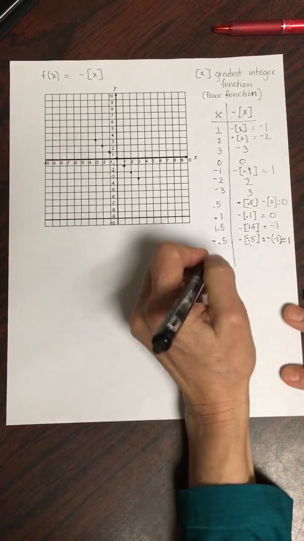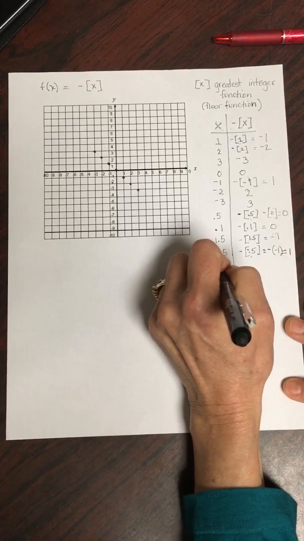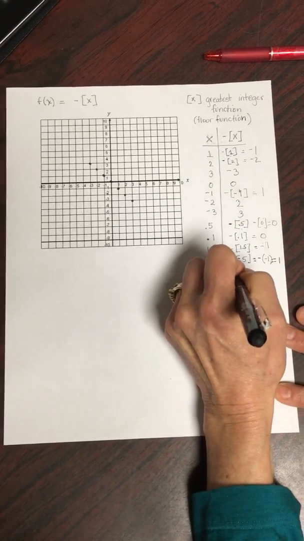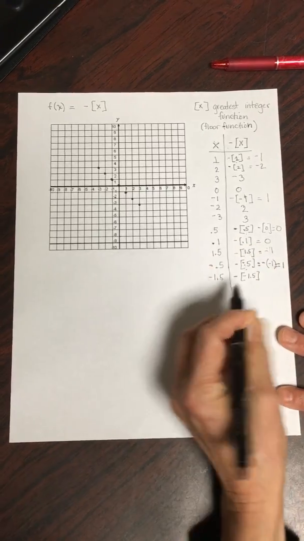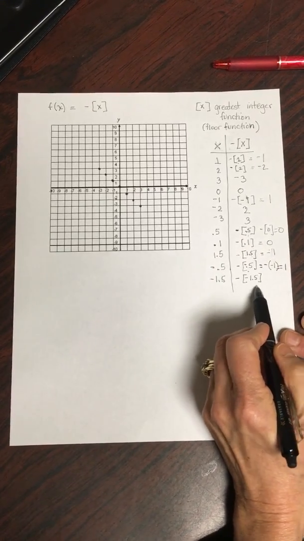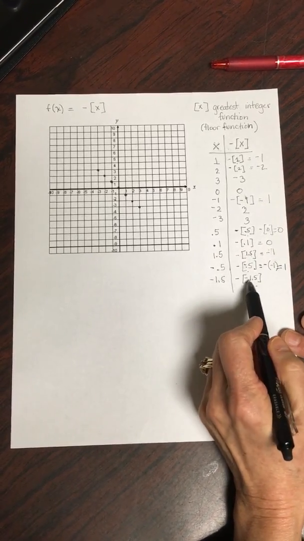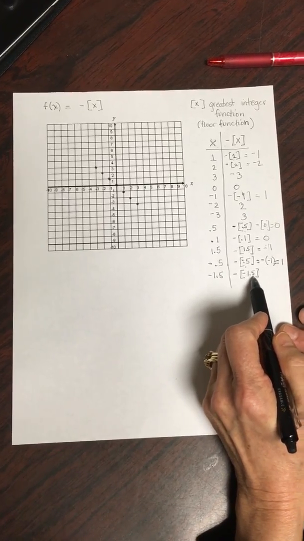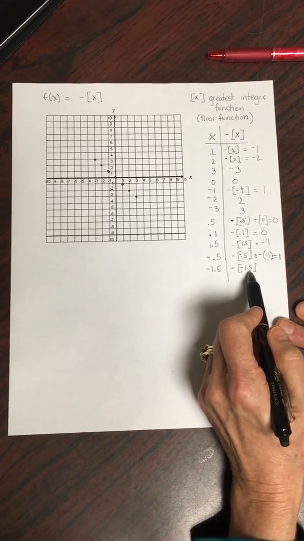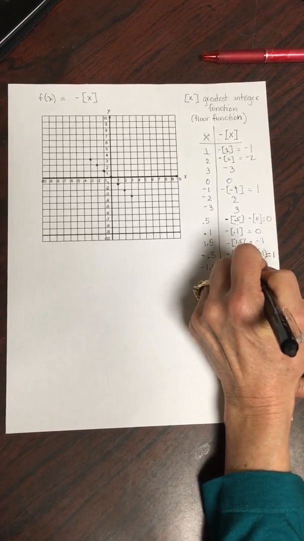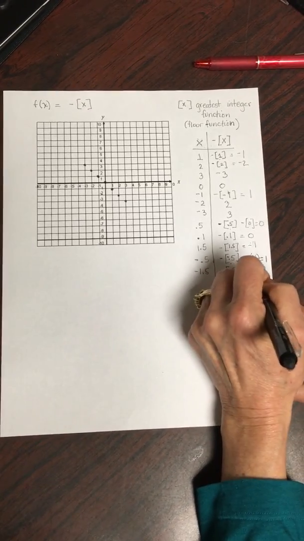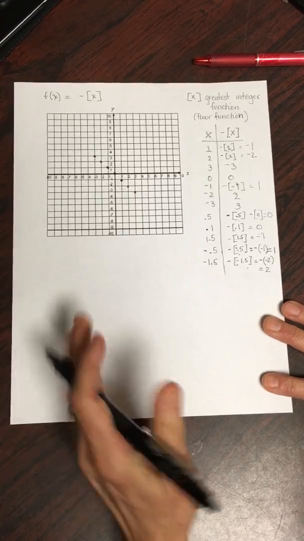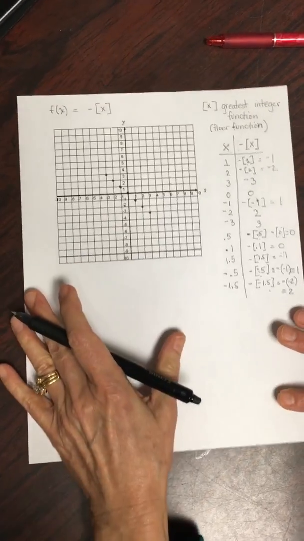Then we're going to try -1.5, and you've got the negative. When you want the greatest integer of -1.5, that is going to be the integer that is closest to it but doesn't exceed it. So that's going to be -2. So now you have the negative of -2, which is equal to a 2. All right, so we're going to graph this and see what it looks like.